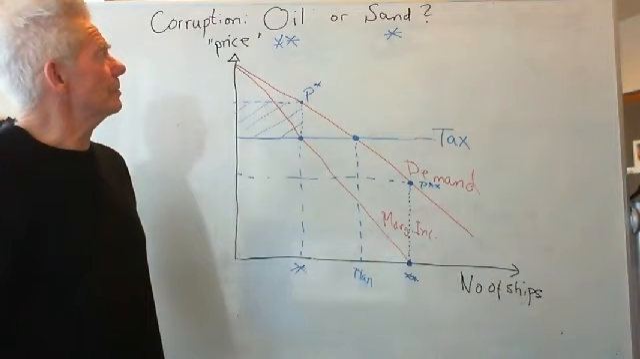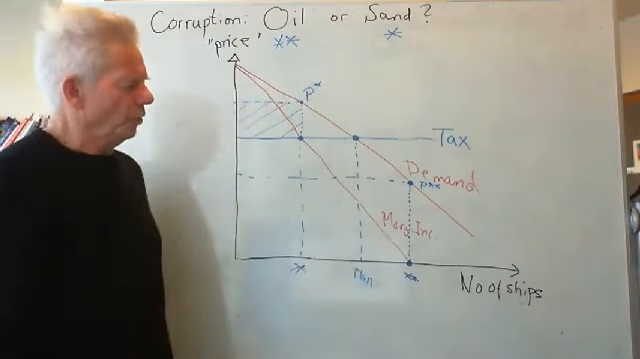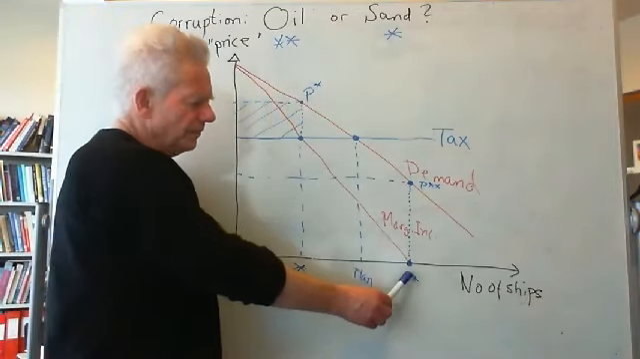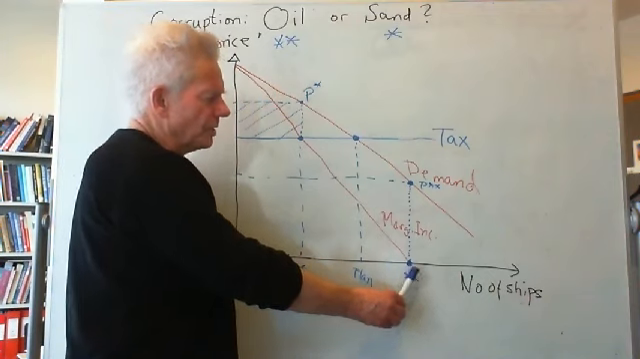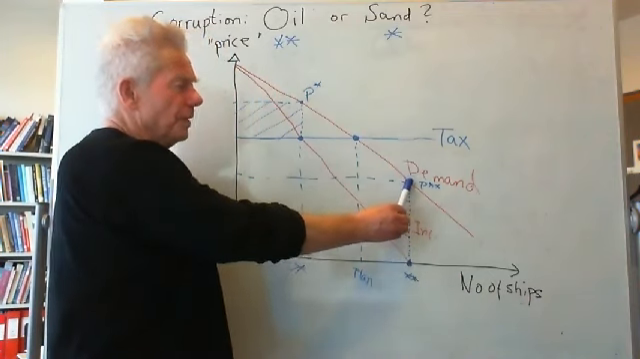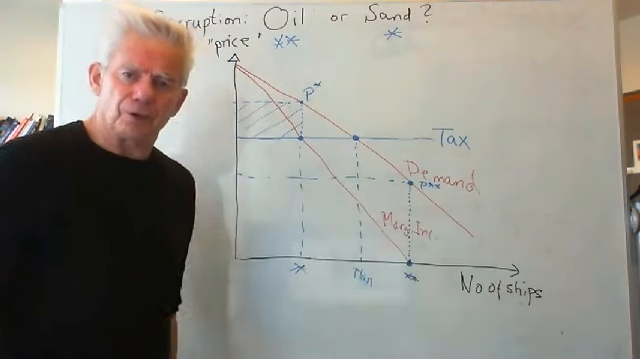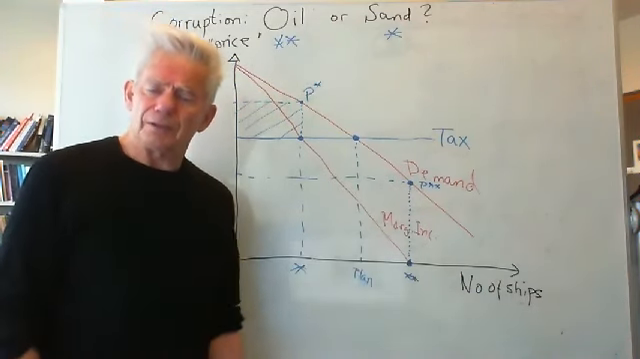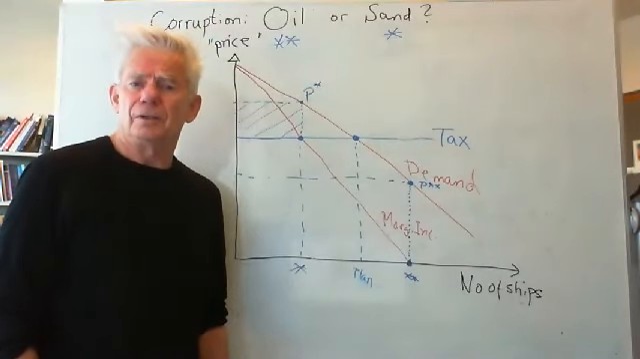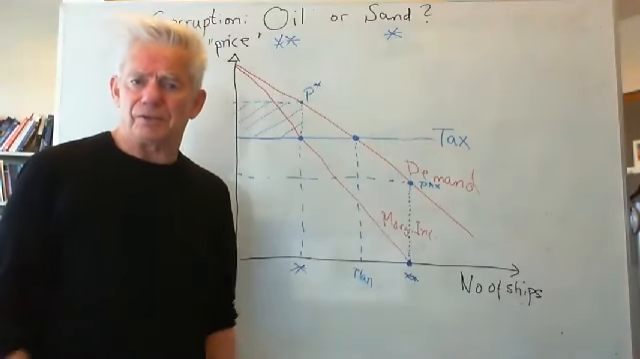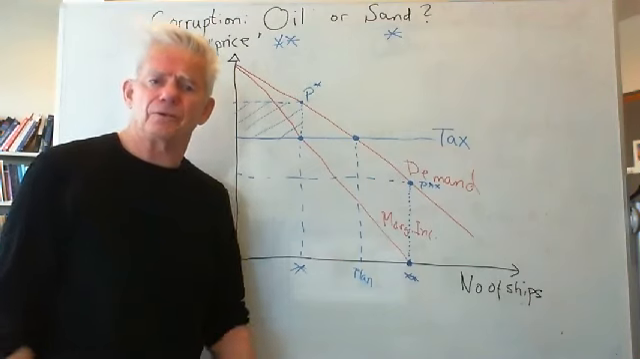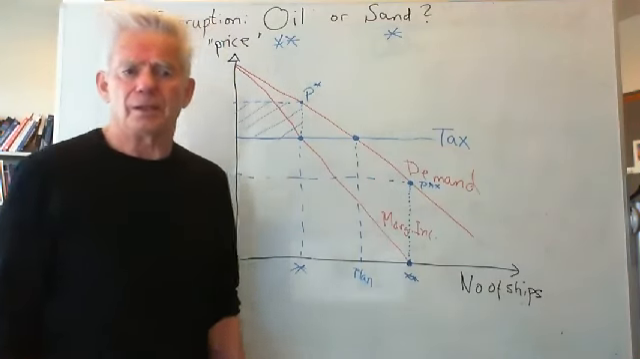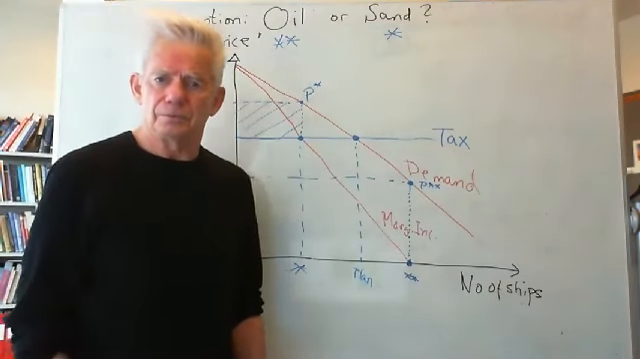In the case where corruption is oil in the machinery, you can easily have a situation like this, that you pay less than the intended price. That means that nobody that uses the harbor would make any complaints. They're just happy. We got it for a lower price. So why complain?